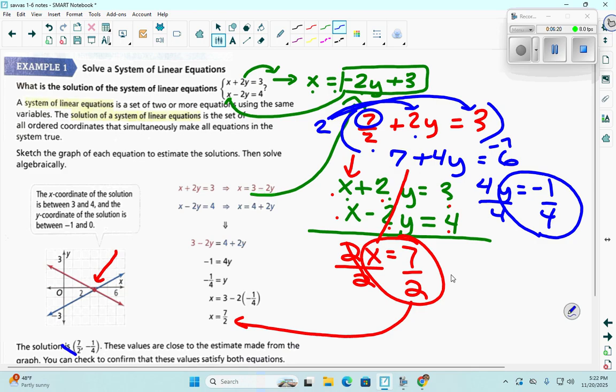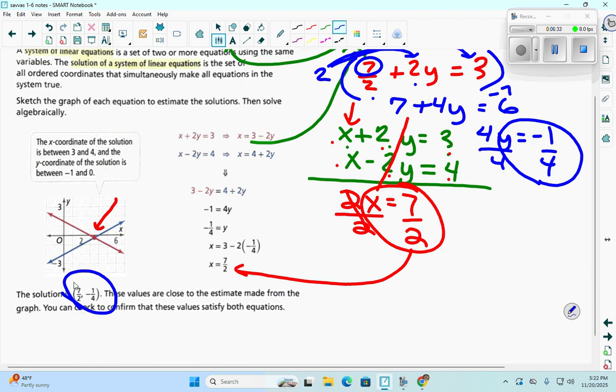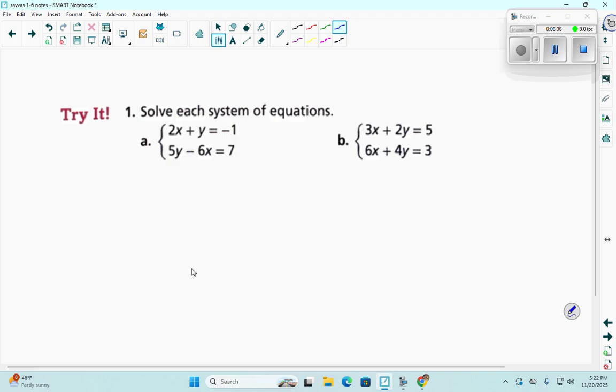So again, that's what was in the book. So I just showed you a different route than the route that they have in the book. Hopefully you'll remember that from your Algebra 1. All right, so now your workbook, we are going to try this.